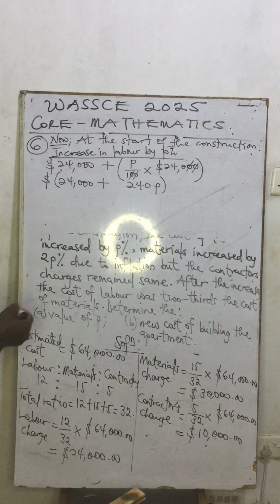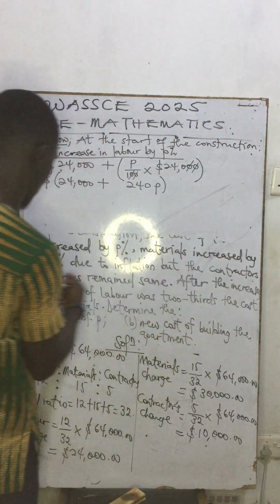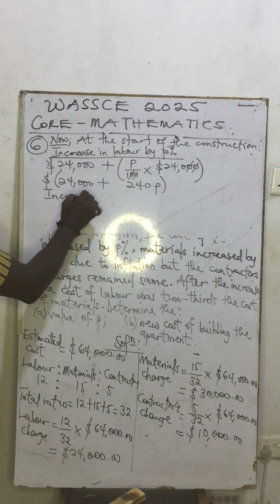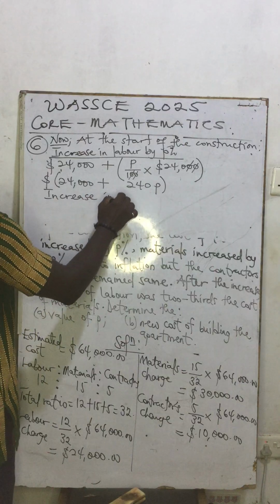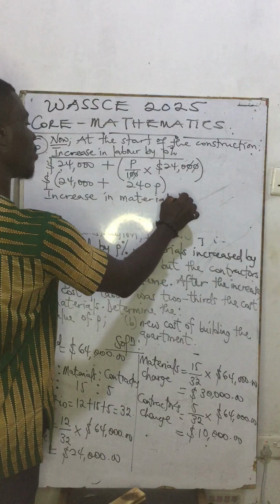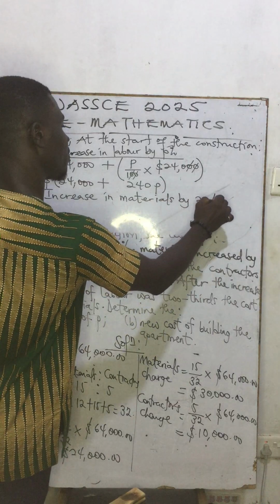Now when you continue again, they said materials increase by 2%. So the increase in materials by 2%.